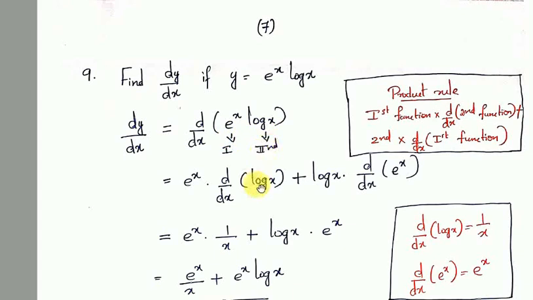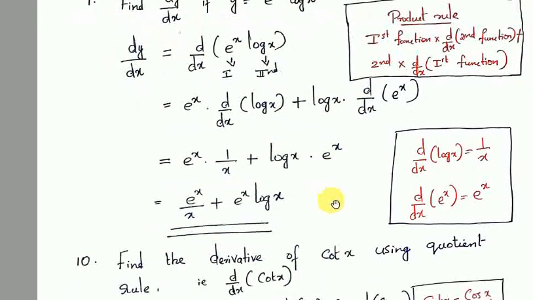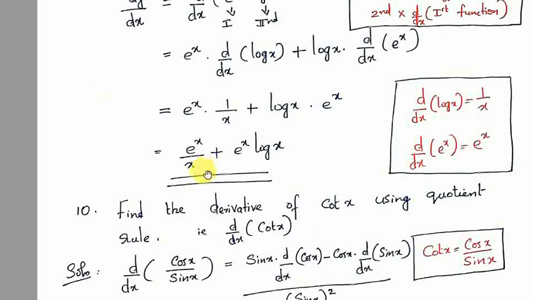What is the derivative of log x? 1 by x. See the results. You have to study the results. So d by dx of log x equals 1 by x, and d by dx of e raised to x is e raised to x. So e raised to x into 1 by x plus log x into e raised to x. The derivative of e raised to x is e raised to x. So e raised to x by x plus e raised to x into log x.